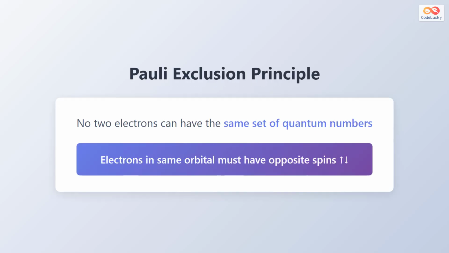The Pauli Exclusion Principle states that no 2 electrons in an atom can have the same set of 4 quantum numbers. In practical terms, this means that if 2 electrons occupy the same orbital, they must have opposite spins. We represent electrons' spin with arrows, one pointing up and one pointing down. This principle explains why each orbital can only hold 2 electrons maximum, and those 2 electrons must spin in opposite directions.